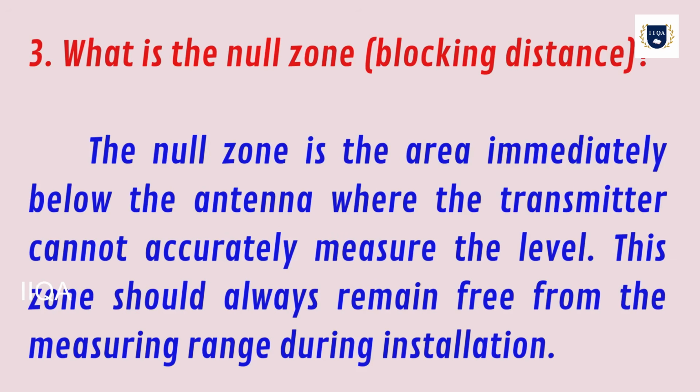What is the null zone blocking distance? The null zone is the area immediately below the antenna where the transmitter cannot accurately measure the level. This zone should always remain free from the measuring range during installation.